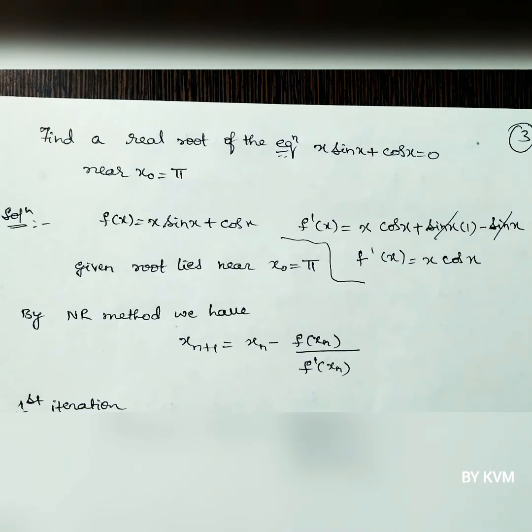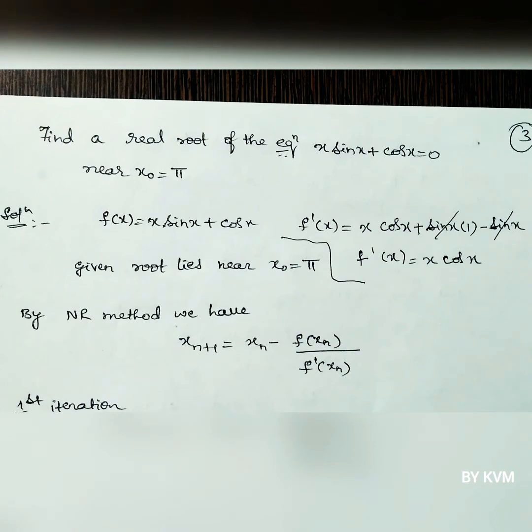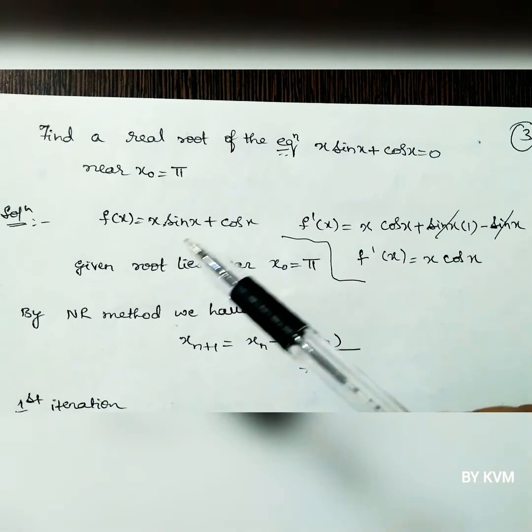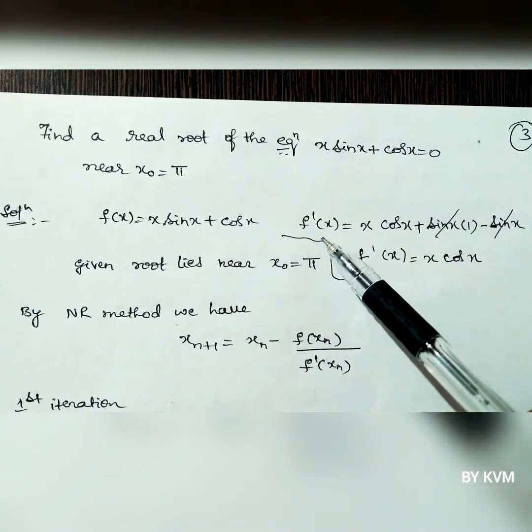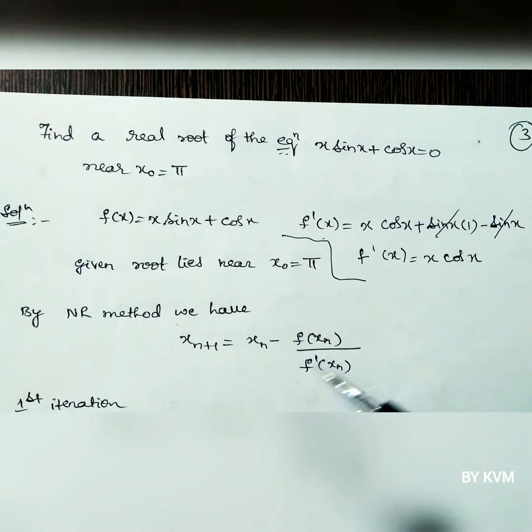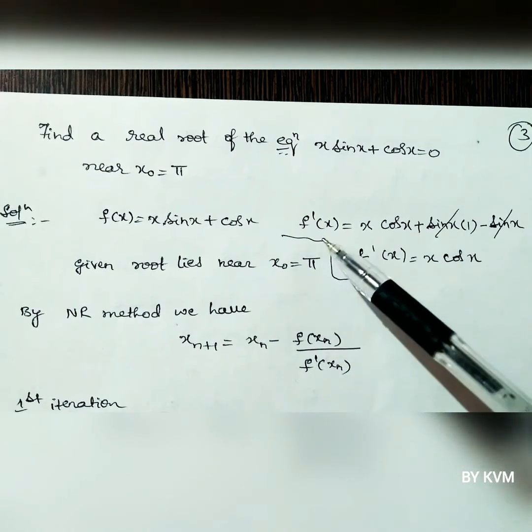So now let us solve the next problem. Find a real root of the equation x sin x plus cos x equals 0 near x0 equals pi. So here the given function f of x is x sin x plus cos x. Find f dash of x, because in the formula we need f dash of xn.